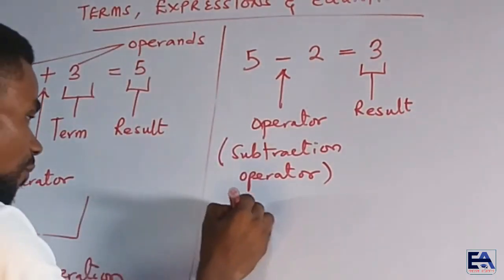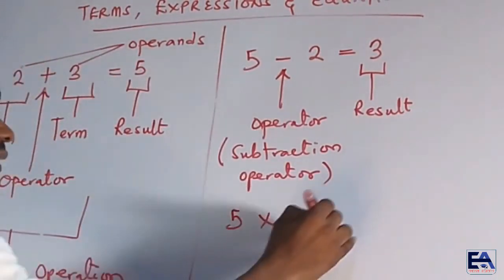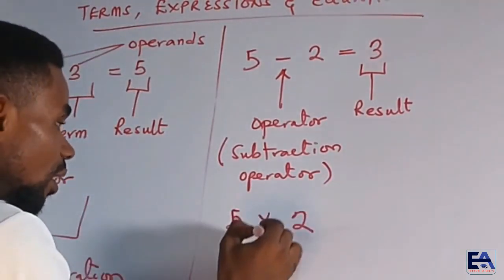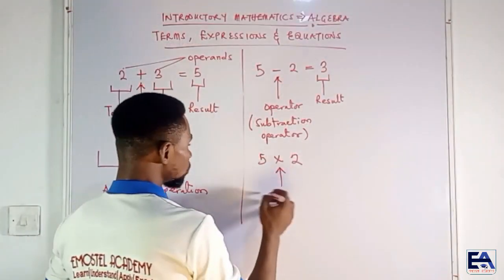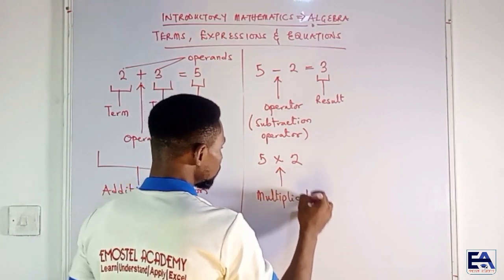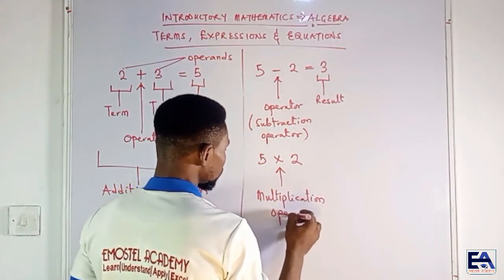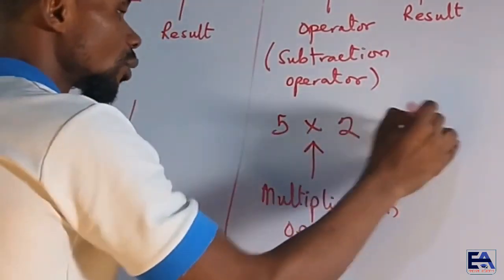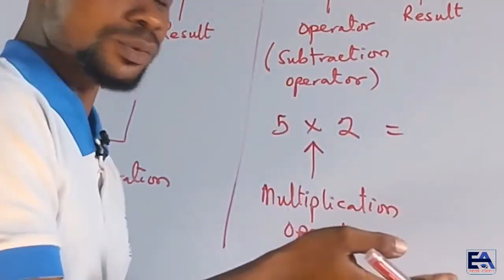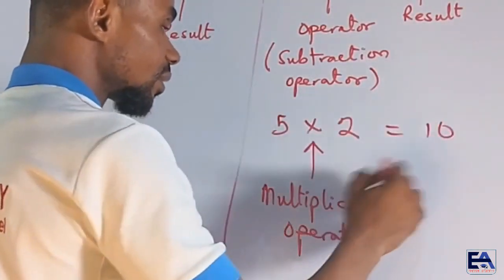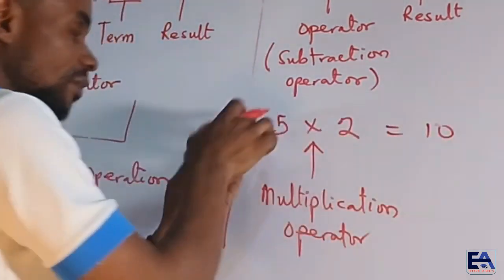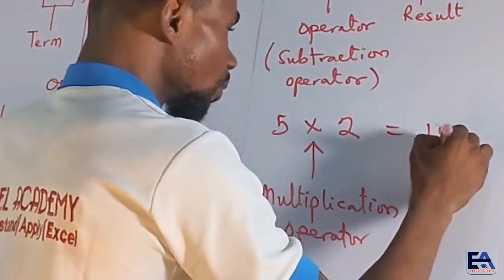If you have something like 5 times 2, okay, 5 is an operand, 2 is an operand, but the operator we deal with here is the multiplication operator. And so 5 times 2 means count 5 two times, or multiply 5 by 2, and the result is 10. So 5 two times gives you 10, or 2 five times gives you 10. So we have it here.